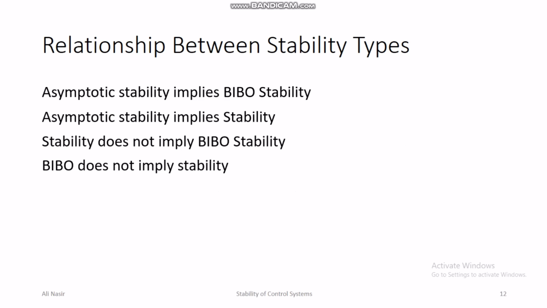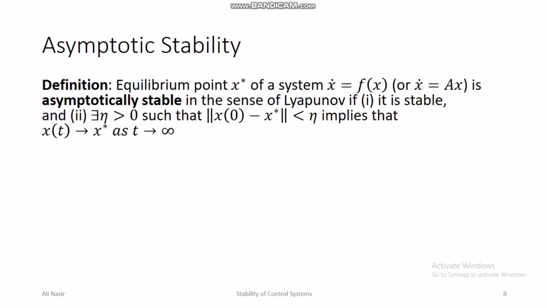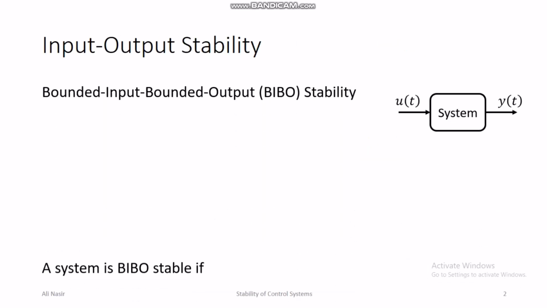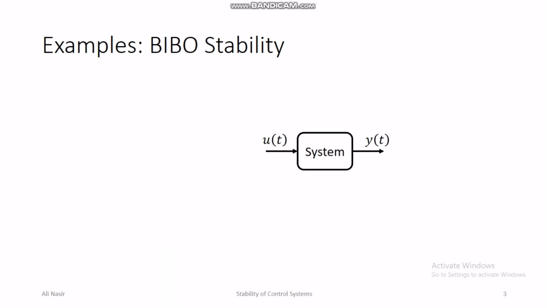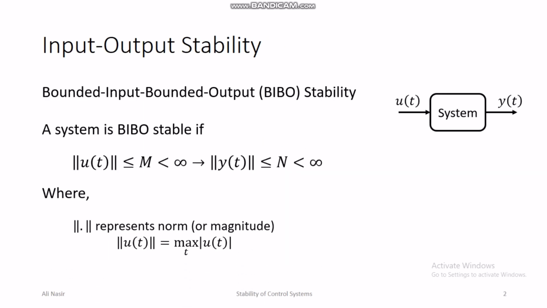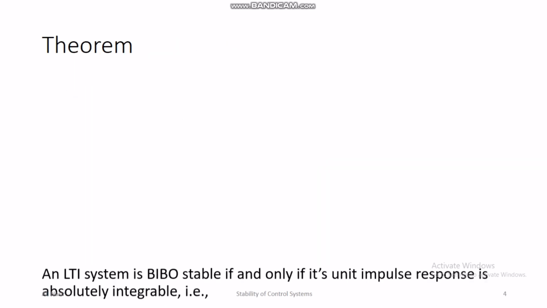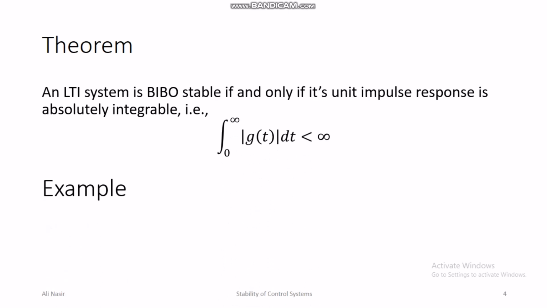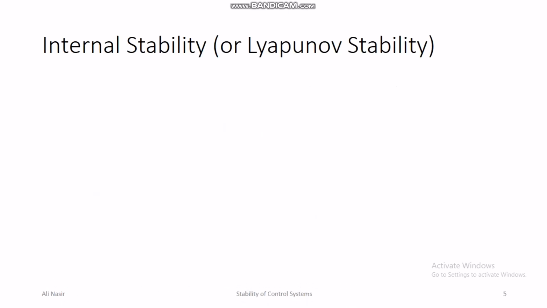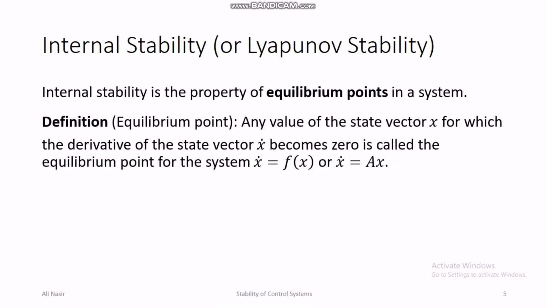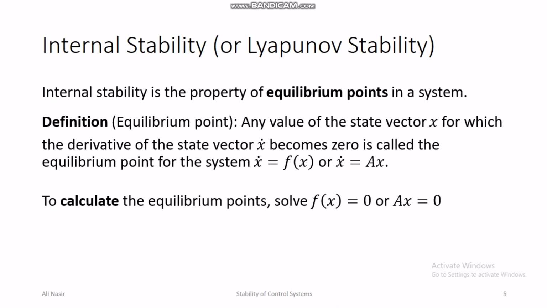I just want to recap that in this lecture we started from the input output stability. We looked at BIBO stability and its definition, that the system is BIBO stable if finite input implies finite output. Then we looked at some examples of BIBO stability, and how to calculate BIBO stability for LTI systems, with an example of that. And then we looked at the definition of internal stability. First, we looked at the definition of an equilibrium point, because that's important for studying internal stability.